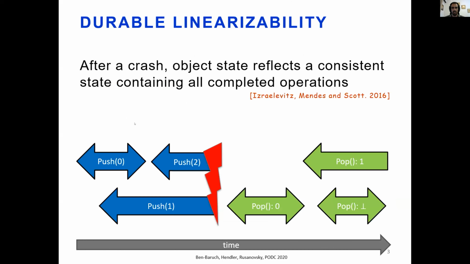Israelevich et al. presented the durable linearizability correctness condition for the crash-recovery model. After a crash, the state of the object must reflect a history containing all completed operations, but crashed operations may or may not be part of this history.